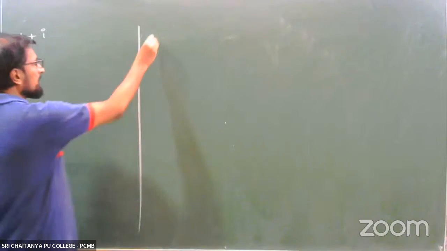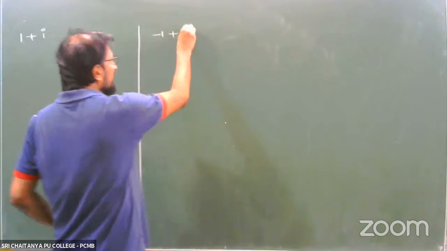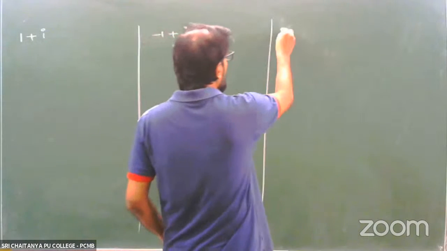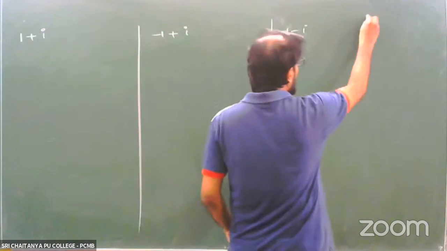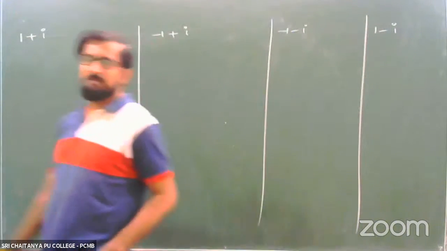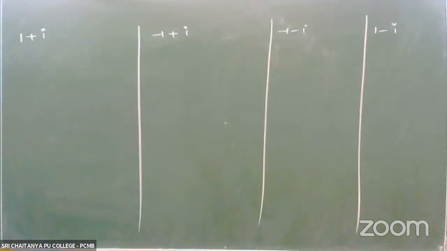Now find the argument of the following complex numbers: 1 plus i, minus 1 plus i, minus 1 minus i, 1 minus i. So these are the four complex numbers which are there in 4 quadrants.